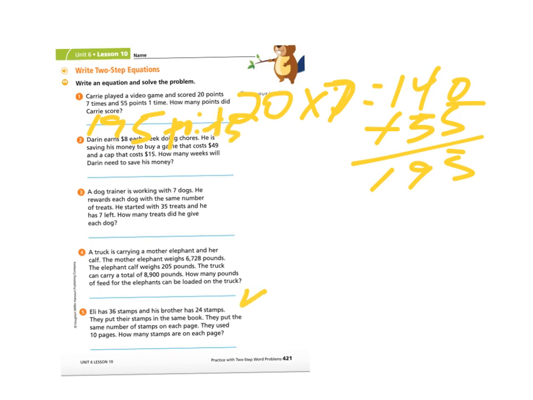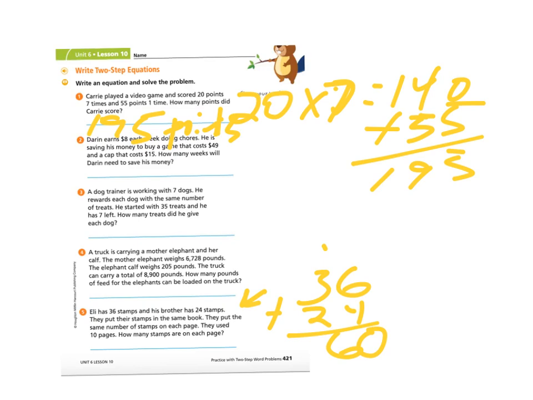I'll do the last one. Ellie has 36 stamps, and his brother has 24 stamps. So they put their stamps in the same book. So to me, that means they're combining them, which is addition. 40, that's 60.